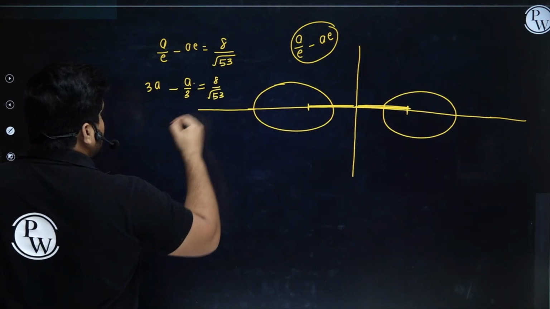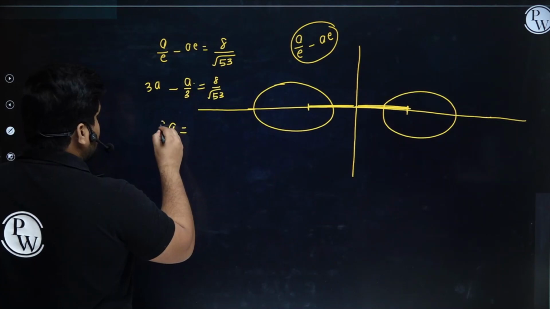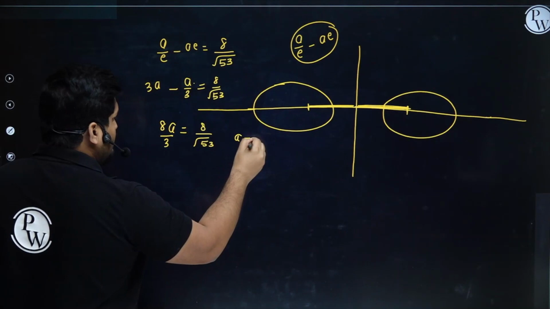So we have the value of a now. What will be the value of a? This is 9a minus a over 3, so 8a by 3 is equal to 8 upon root 53. So we have the value of a equal to 3 upon root 53. We got the value of a.